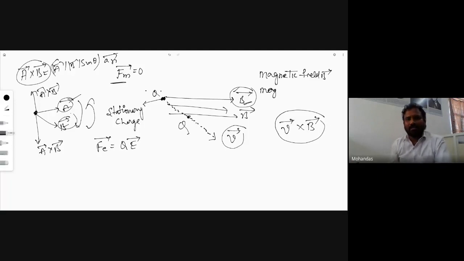Now let us see here. The charge is moving in this fashion, which can develop a force. Can you guess what may be the direction of the force produced in the charge when it is moving in the magnetic field? Upwards. Very good. That will be the upward direction.